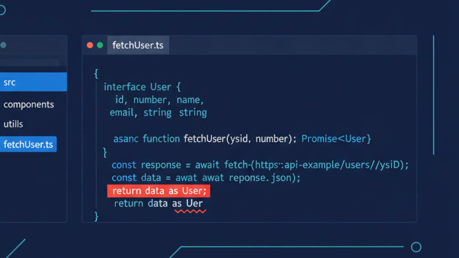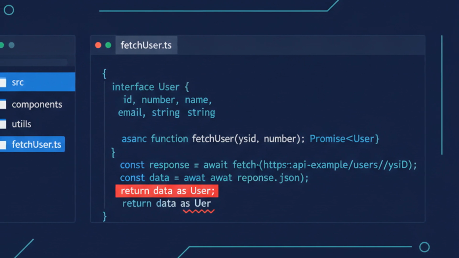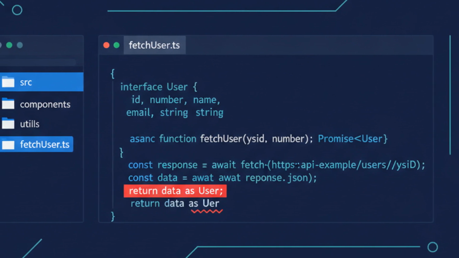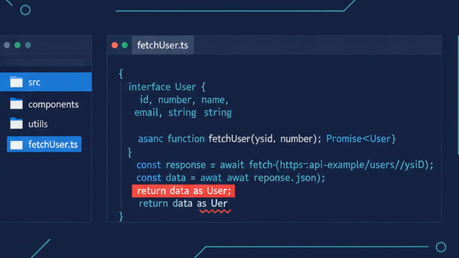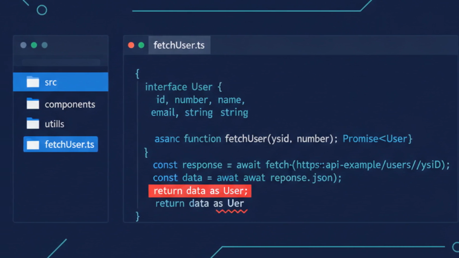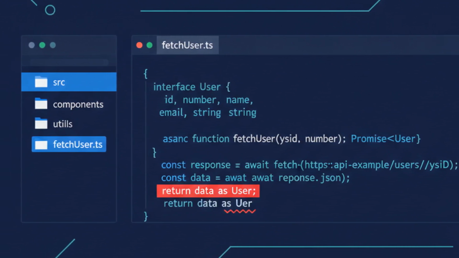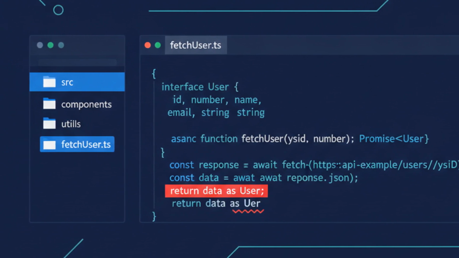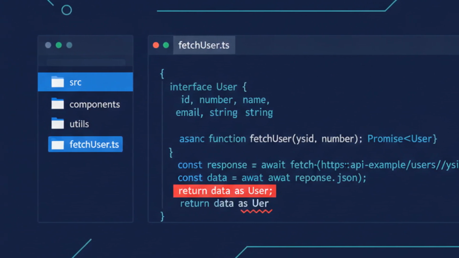Look at this. We define a user interface and fetch it from an API. TypeScript is totally happy. The code compiles with 0 errors. But notice line 9. We tell TypeScript the JSON is a user and it just believes us. If the server returns an error object or renames a field, TypeScript never knows. The crash happens later, somewhere deep in your app, far from the real cause.